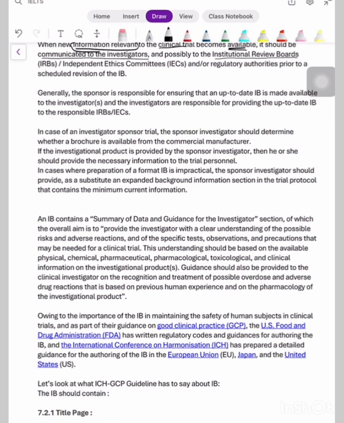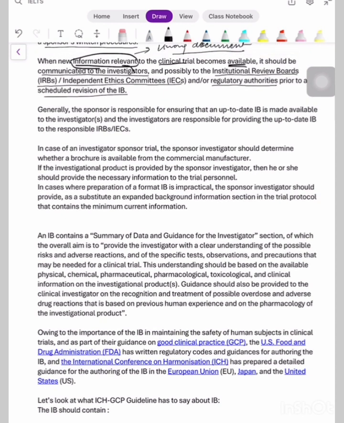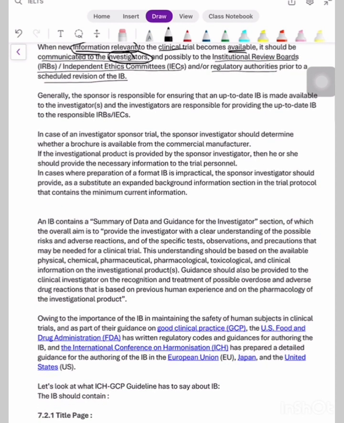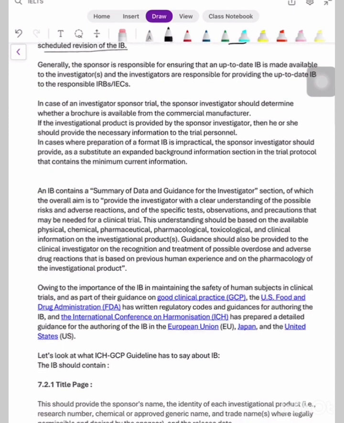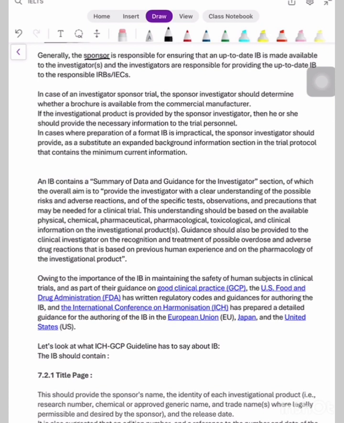And possibly it goes to the institutional review boards or independent ethics committees and/or regulatory authorities prior to a scheduled revision of the IB. So not only to the investigators, but if possible to the IRBs and IECs as well, and/or to the regulatory authorities. Generally, the sponsor is responsible for ensuring that an up-to-date IB is made available to the investigators, and the investigators are responsible for providing the up-to-date IB to the responsible IRBs or IECs.